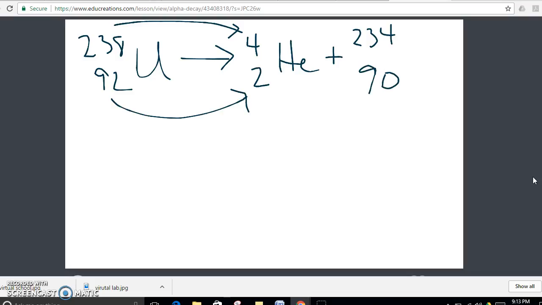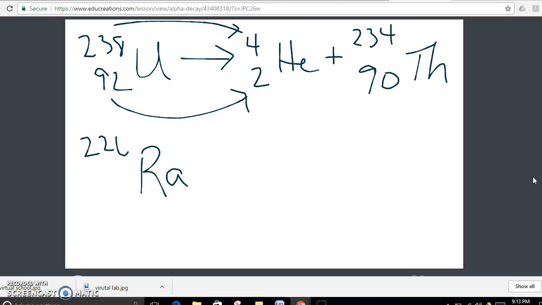Well, that is now no longer uranium. If I look on the periodic table, that is now thorium. And that's how you would write the reaction. This is the decay of uranium if uranium would lose an alpha particle. Now the next one has radium, specifically gaining an alpha particle.